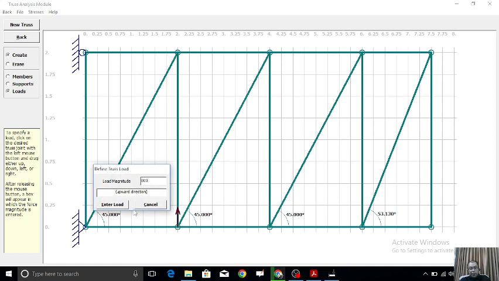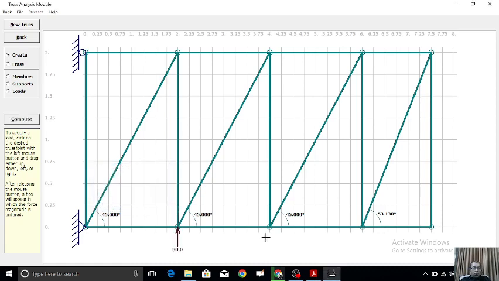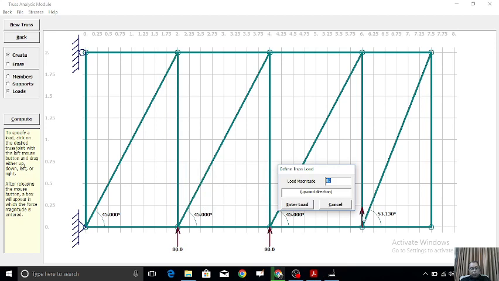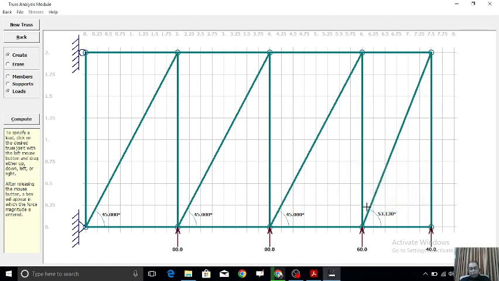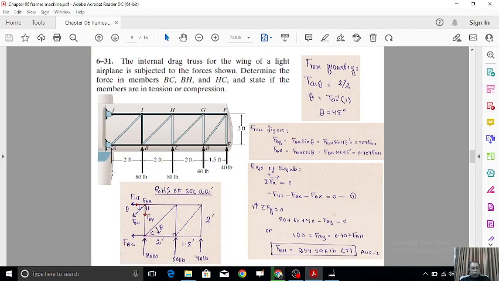You define it as 80, and you enter the load value in the upward direction, and then you go again. This is 80 pounds, and then again you enter the 60 pounds, and you go again and enter 40 pounds. If I'm not wrong, it is all done. Now it is very much similar to what is being asked.